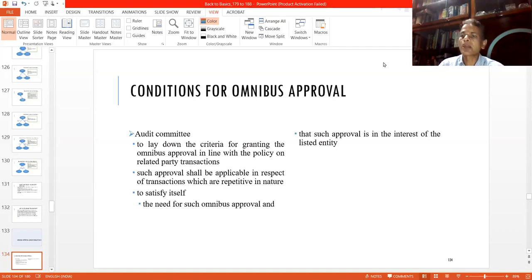Will it be a case of a related party transaction? Will it be a case of an arm's length transaction at all? I'm sure all of you will say no way at all. So pricing is not the only consideration for establishing a transaction to be arm's length.